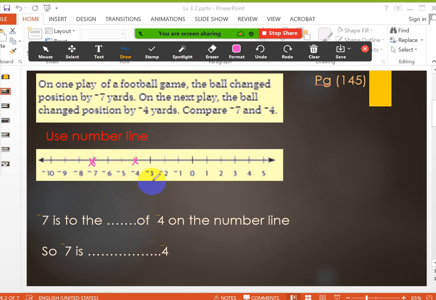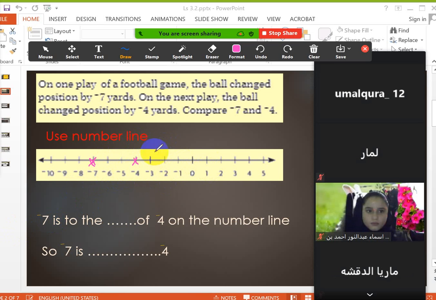Of course, those two numbers are on the left side of 0, because they are negative. So I have to take the numbers on the left side.